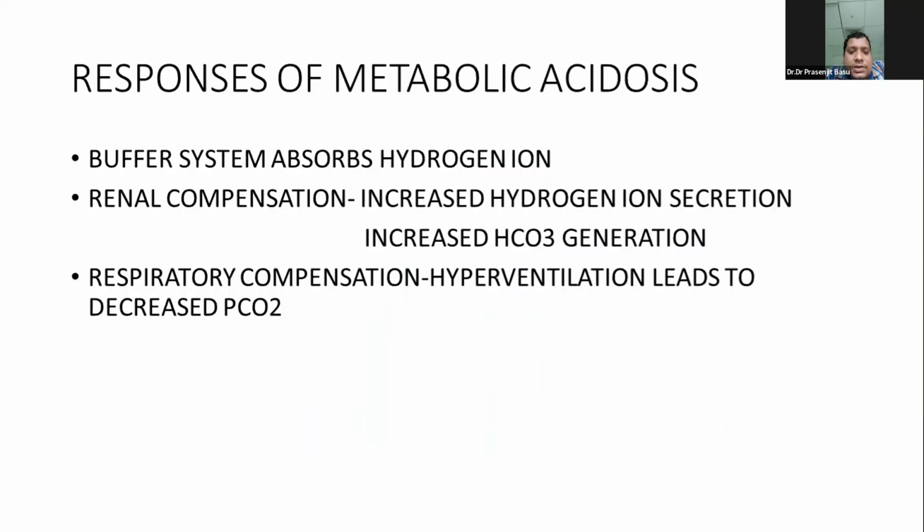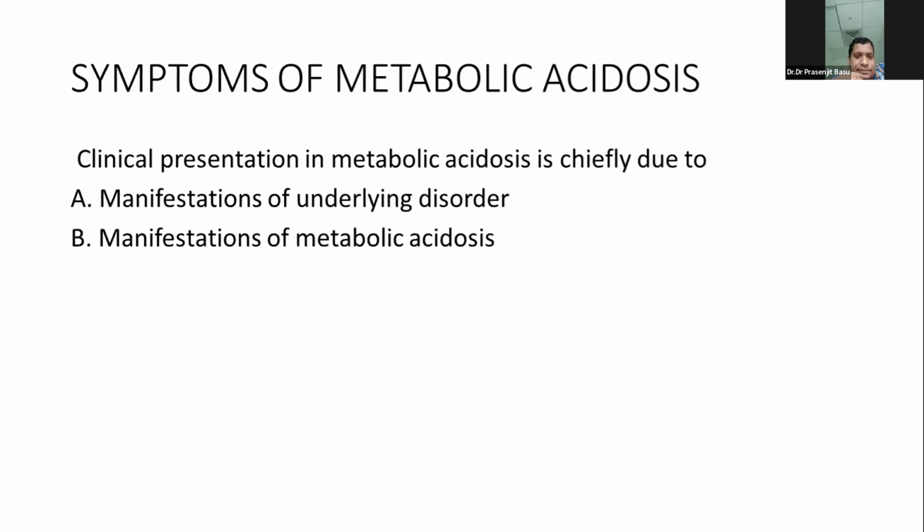Responses to metabolic acidosis: buffer systems absorb hydrogen ion. Renal compensation includes increased hydrogen ion secretion and increased bicarbonate generation. Respiratory compensation includes hyperventilation leading to decreased PCO2. Symptoms of metabolic acidosis: clinical presentation is chiefly due to manifestation of the underlying disorder and manifestation of metabolic acidosis.